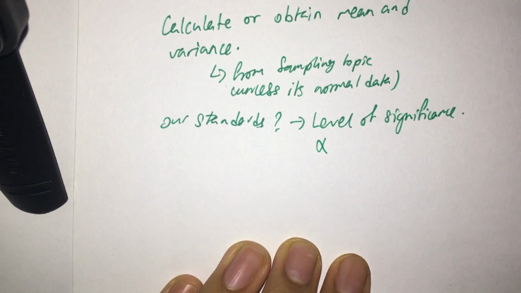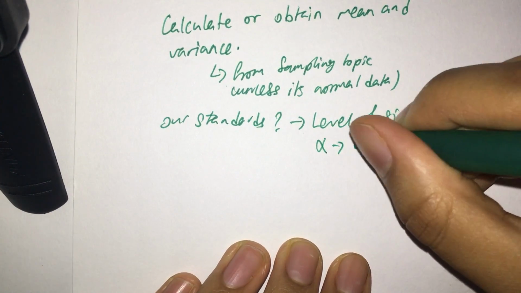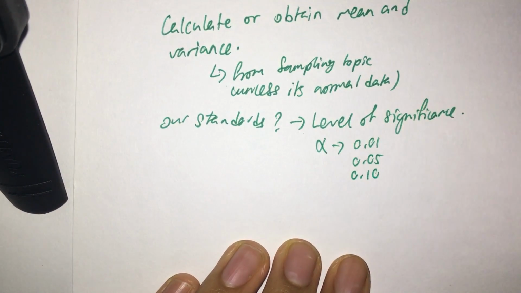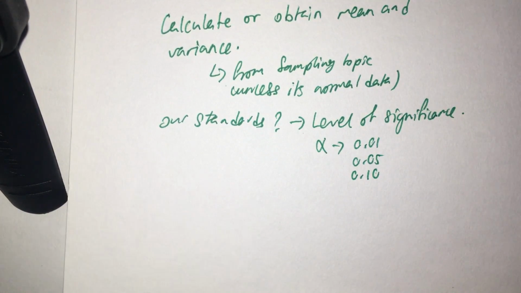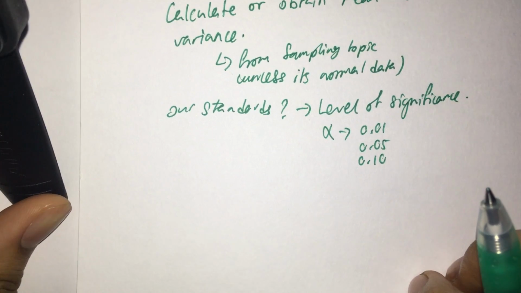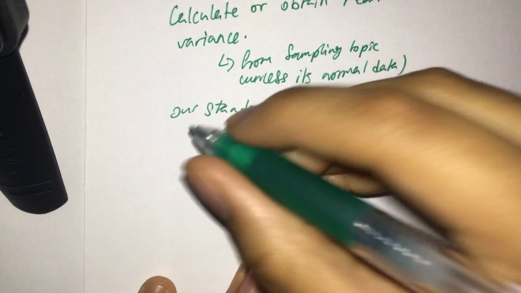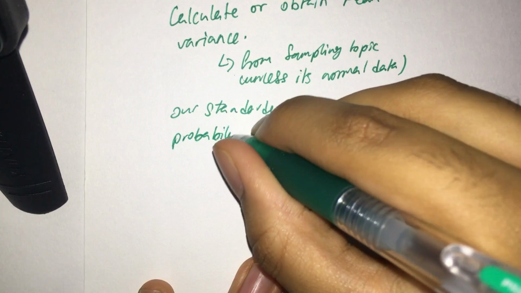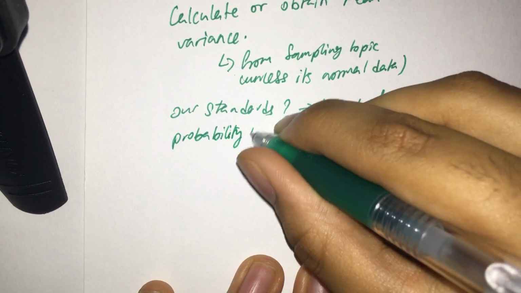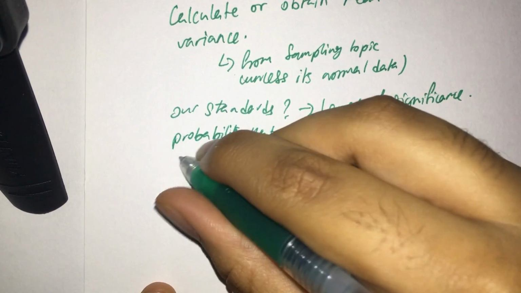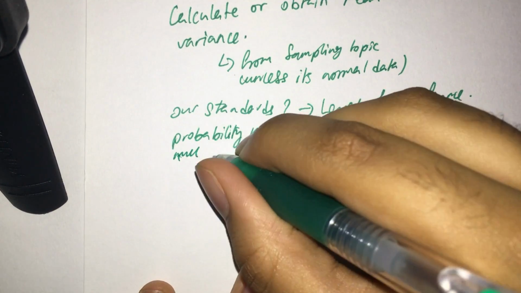And the smaller the level of significance, the more likely that your null hypothesis will still be standing strong, in the sense, because the level of significance is actually the probability that the null hypothesis can be said to be wrong when it is still true, kind of.